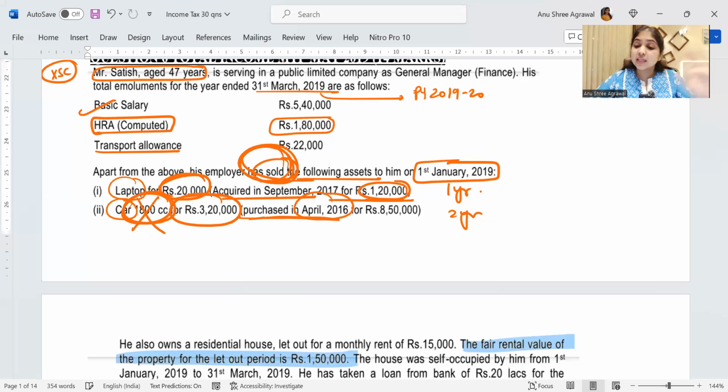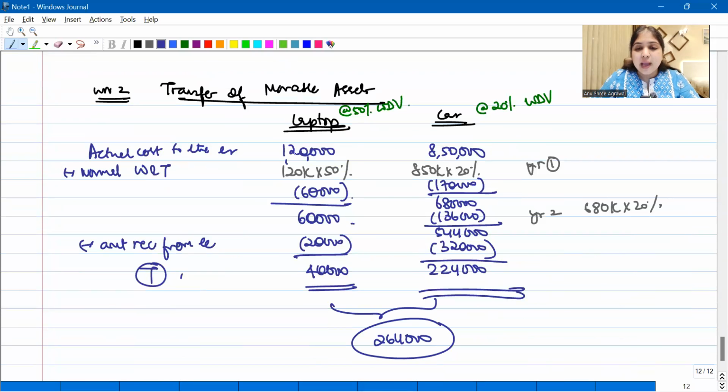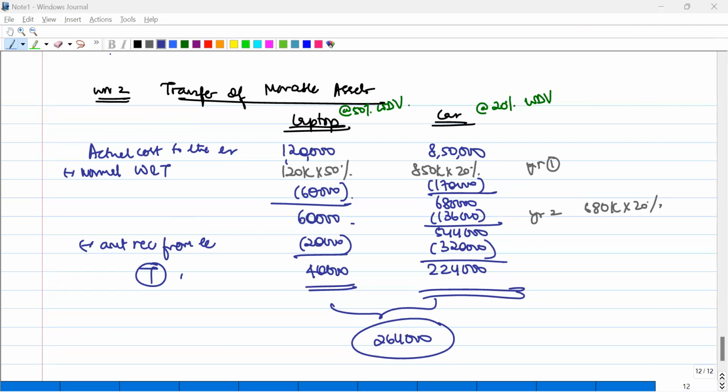Tell me, are we crystal clear till here? Yes. Did we understand the movable asset calculation? Laptop, I gave 50% WDV. For car, I gave 20% WDV. Laptop, only 1 completed year. For car, it was 2 completed years. So actual cost to the employer minus normal wear and tear minus amount recovered from the employee. The balance becomes my taxable number.